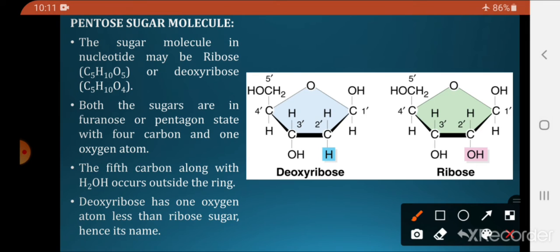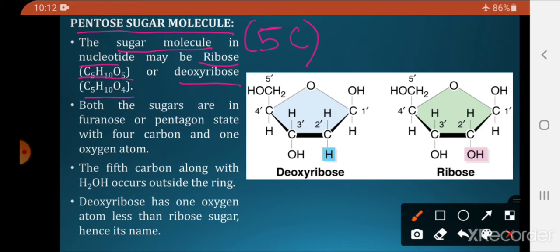Now the next component is the pentose sugar molecule. Which sugar are we talking about? Pentose sugar. Penta means 5. A sugar containing how many carbons? 5 carbons. That sugar is called the pentose sugar. So the sugar molecule in a nucleotide may be ribose, whose formula is C5H10O5, or it may be deoxyribose, whose formula is C5H10O4. वेरी वेरी इंपॉर्टेंट, ये दोनों में से ही कोई भी एक शुगर प्रेजेंट होगी.